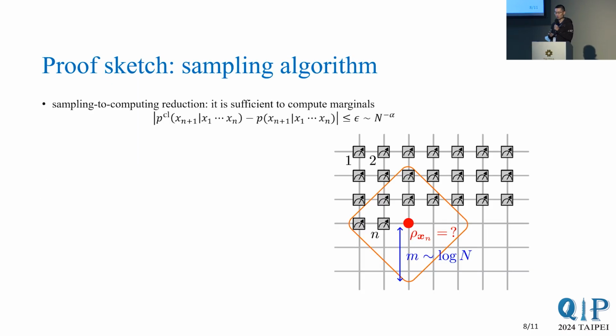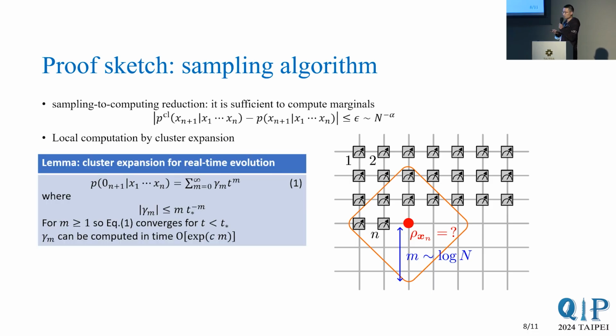Okay, so how does this sampling algorithm look? As I have touched upon, this is based on a standard reduction, which says that for sampling, it is sufficient to know this kind of conditional probability or marginals, which means that you have measured the previous small n qubits, and you ask what's the probability to measure the next one.